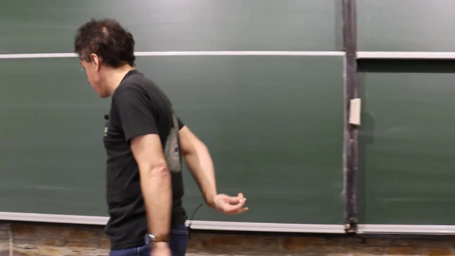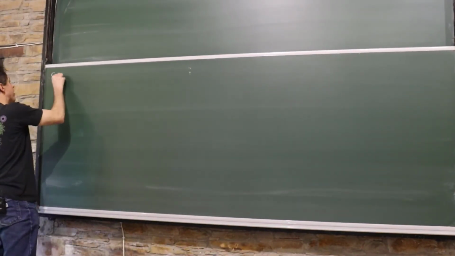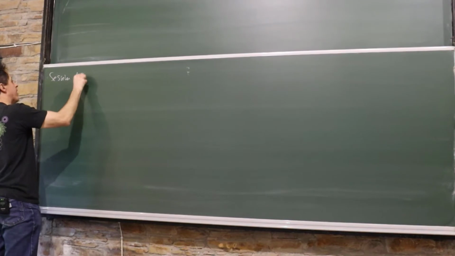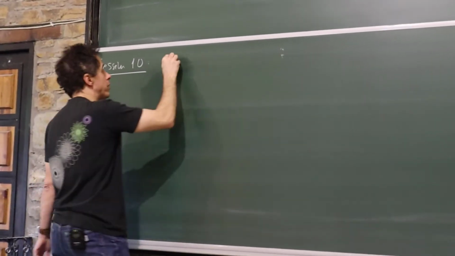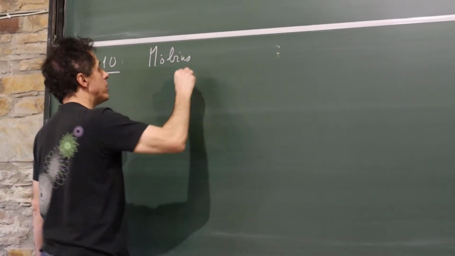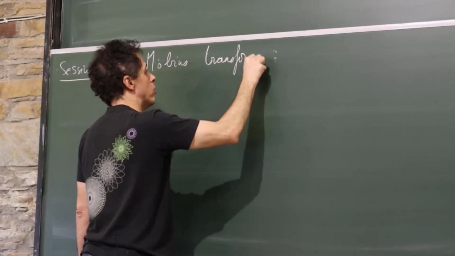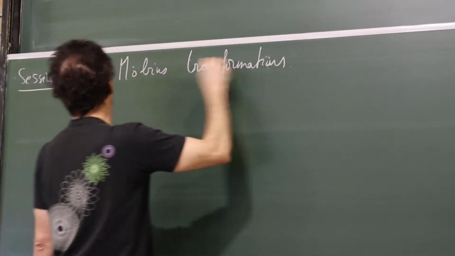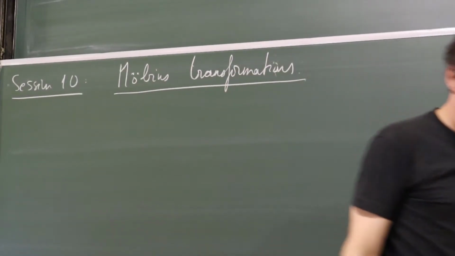Hello, morning. So this session, I think it's the tenth session. I'm going to talk about Möbius transformations. In fact, we defined yesterday what a Möbius transformation is, but we continue with the properties of such maps.